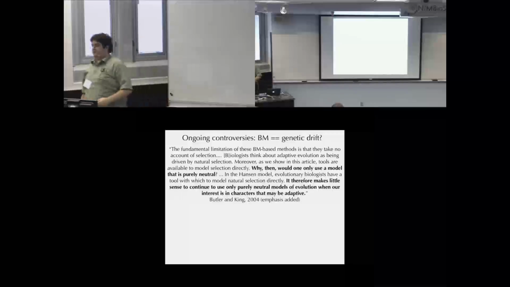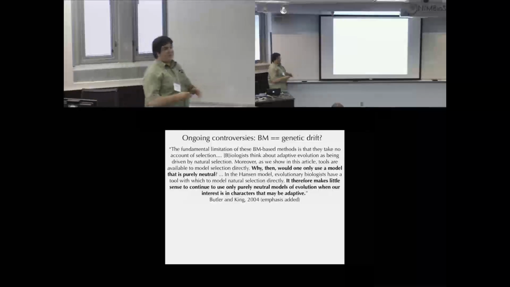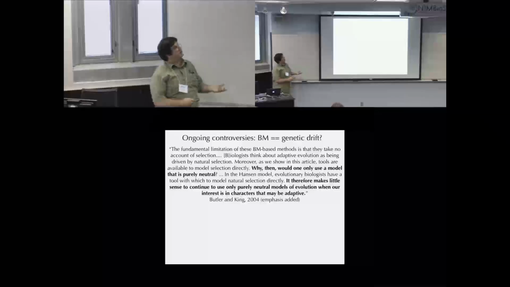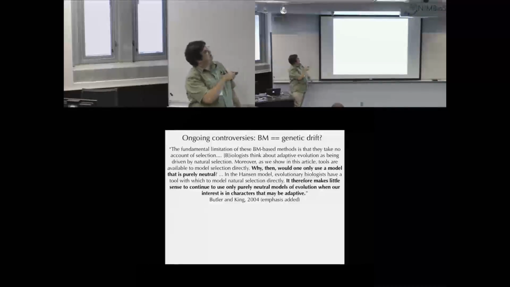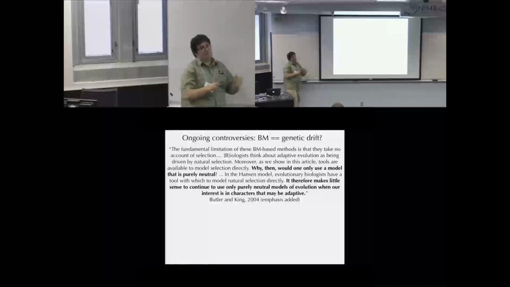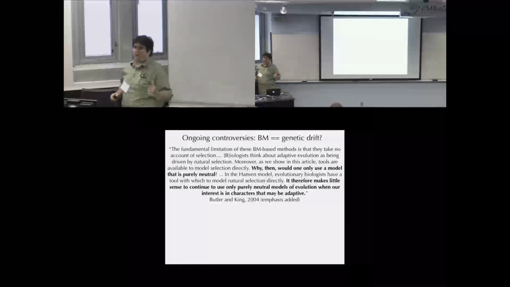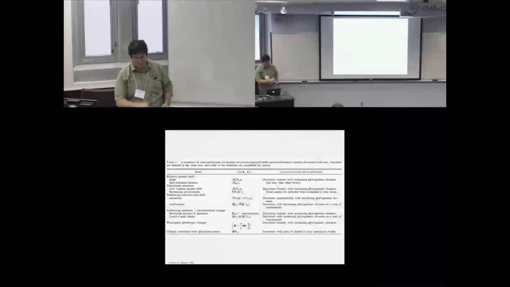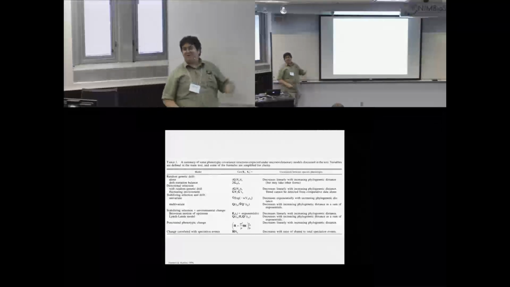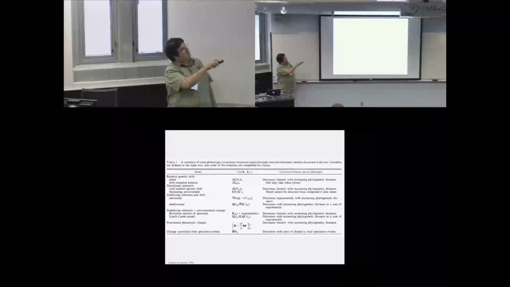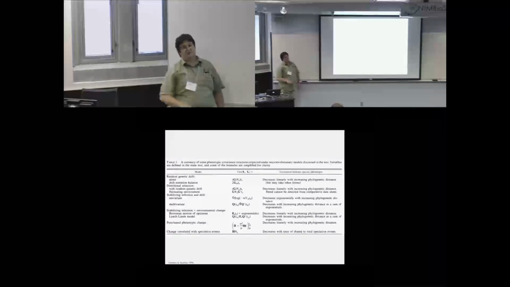So there are ongoing controversies about this whole area. Does Brownian motion equal genetic drift? If you read some of the literature, Butler and King, which is a classic paper in this area, say that Brownian motion is just a model that's purely neutral, and it makes no sense to use purely neutral models. However, Hansen and Martins, in the classic paper on linking micro and macroevolution, talked about a variety of microevolutionary models and their covariance structure.